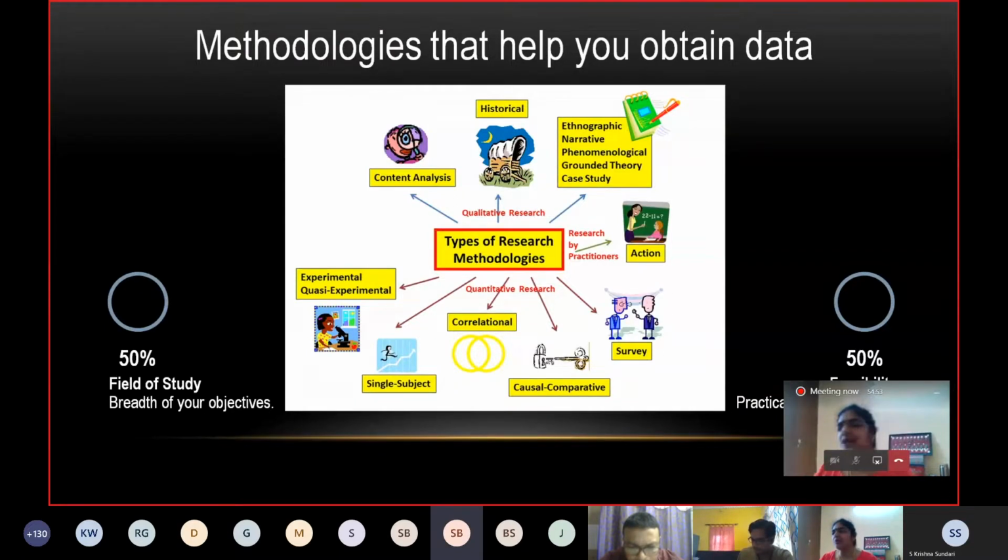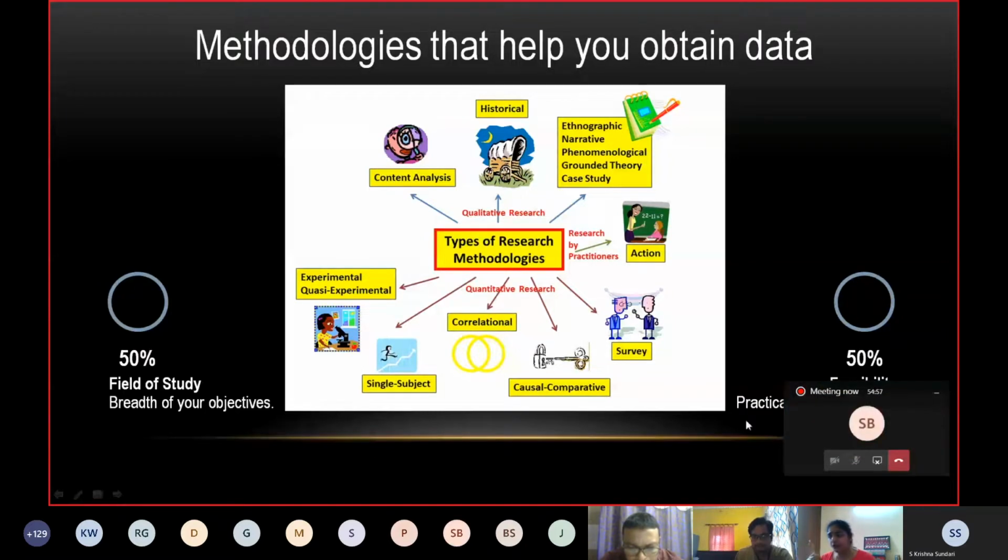multiple methodologies scientifically proven.